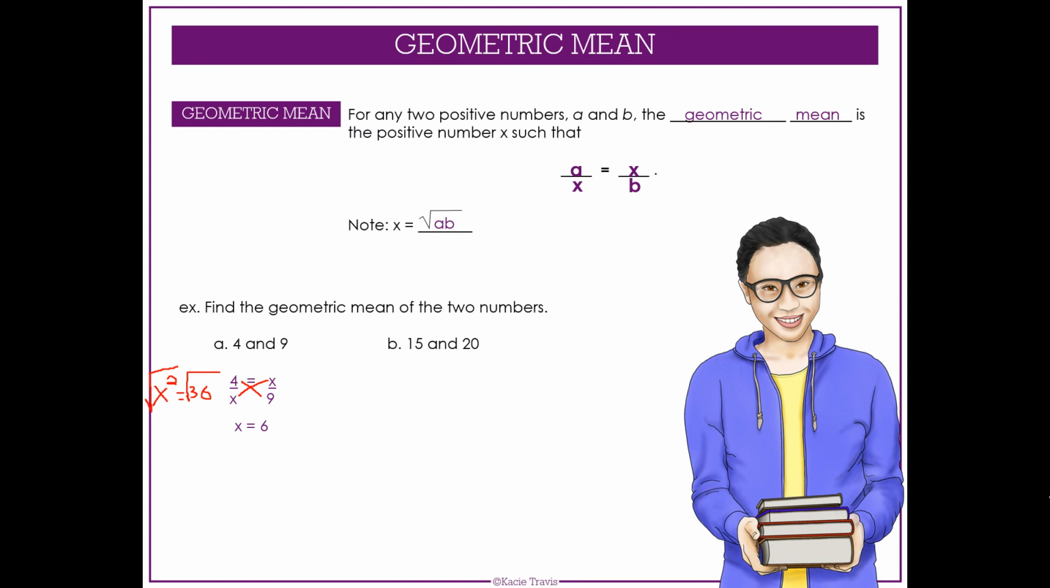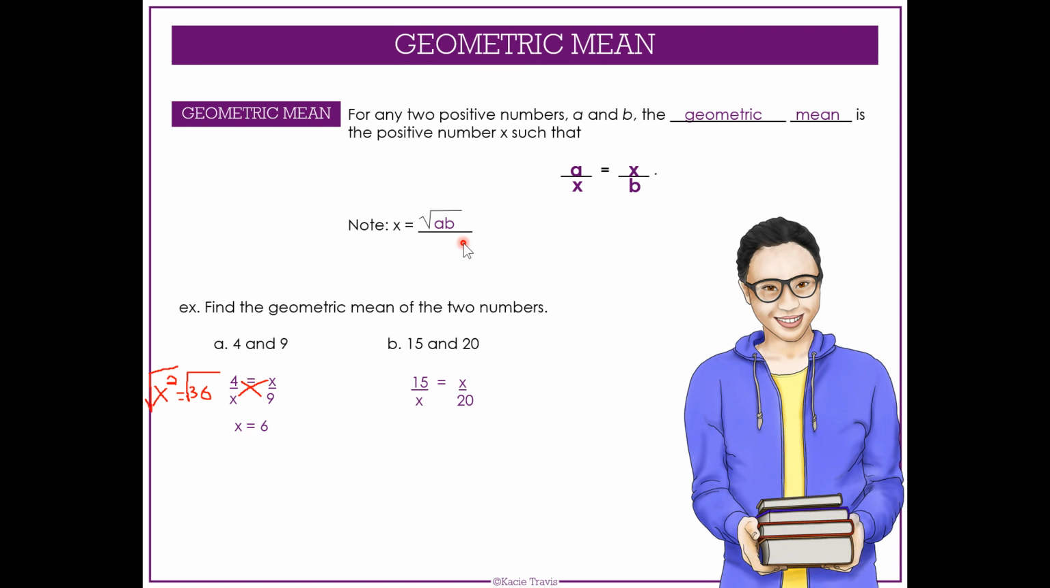Things to be aware of: your X is always going to be equal to the square root of A times B. So honestly, you don't have to write everything out like I did. This will always be what we are dealing with for the geometric mean. If I were going to hit the second problem here, we have 15 over X equals X over 20.